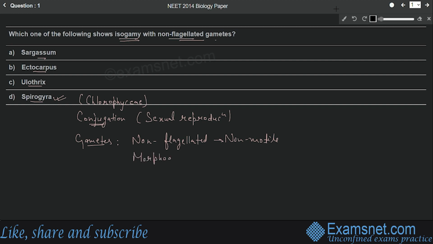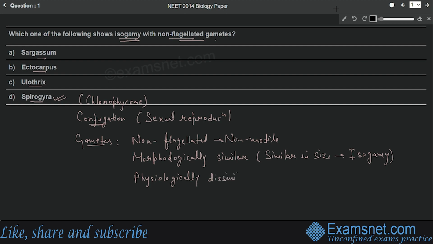Morphologically similar means they are similar in size. That is why the term isogamy is used. Isogamy means the gametes are similar in size. But they are physiologically dissimilar. That is why the correct answer will be option number D, Spirogyra, because it shows isogamy with non-flagellated gametes.